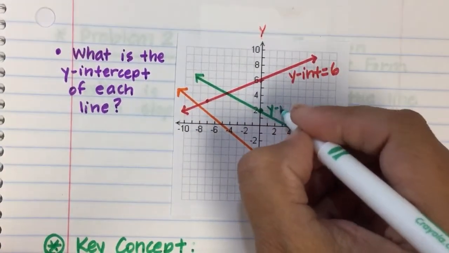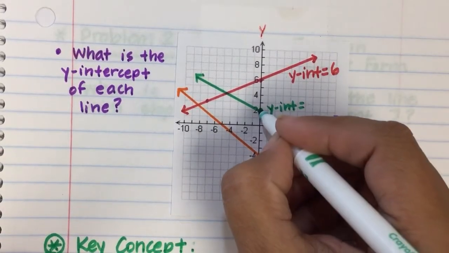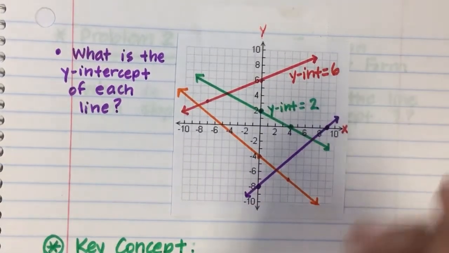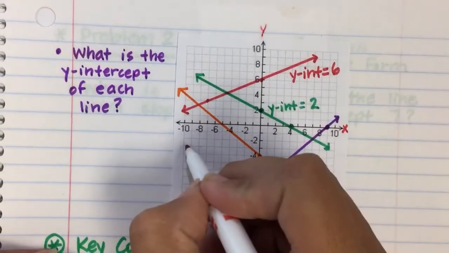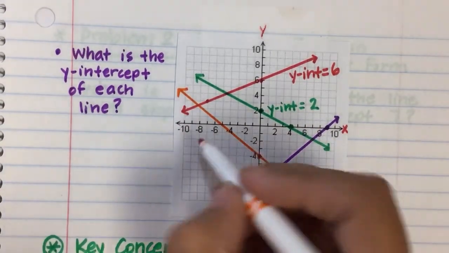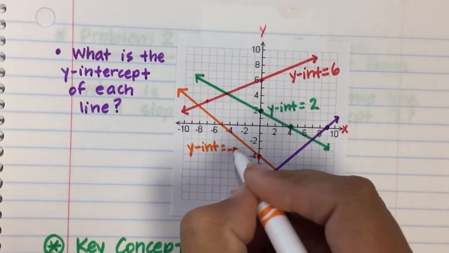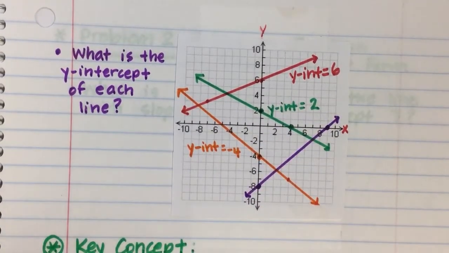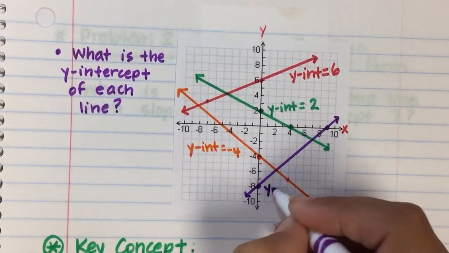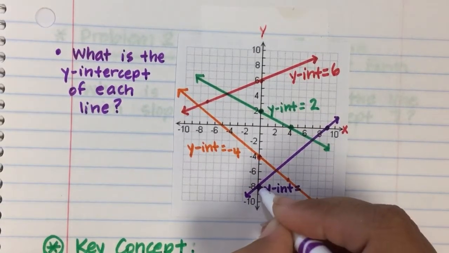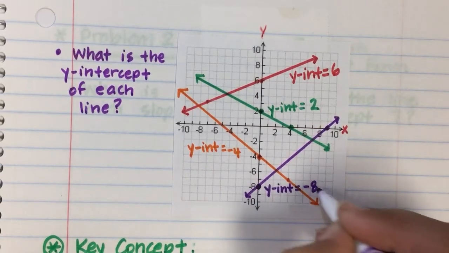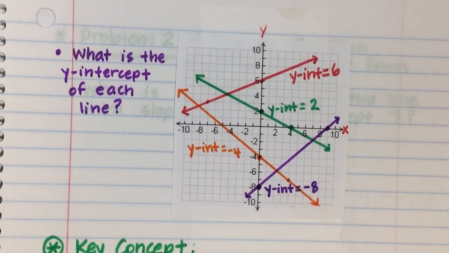The y-intercept of the green line is right here where it crosses the y-axis at 2. The y-intercept of the orange line is where it crosses the y-axis at -4. And the y-intercept of the purple line is where it crosses the y-axis at -8. All right, so the y-intercept is simply the point where it crosses the y-axis.